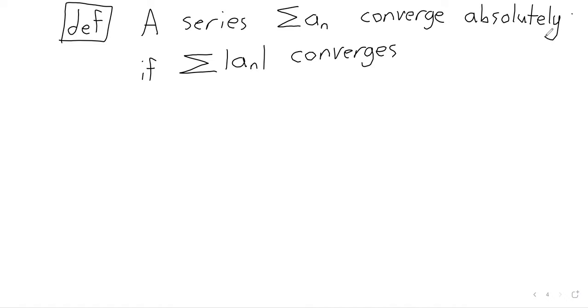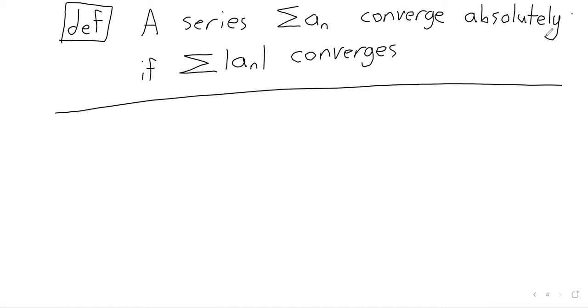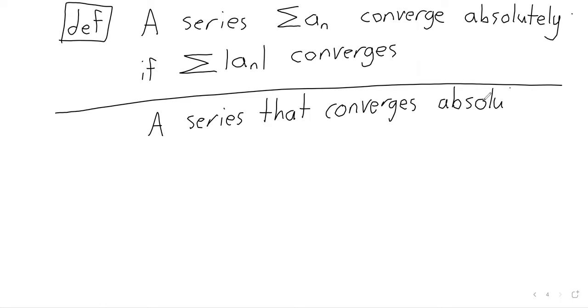And in English, the word absolute is sort of adding emphasis, right? You can't be an absolute monarch if you aren't some kind of monarch. So that passes through here. A series that converges absolutely also converges in the regular sense.